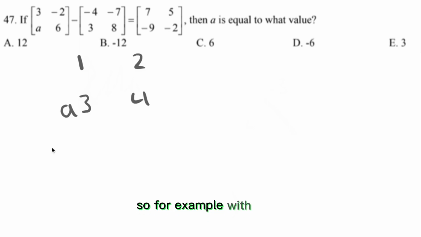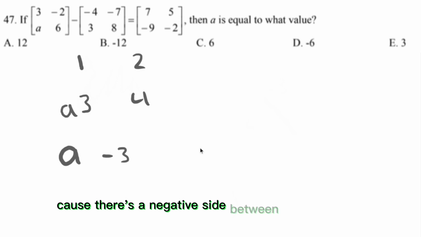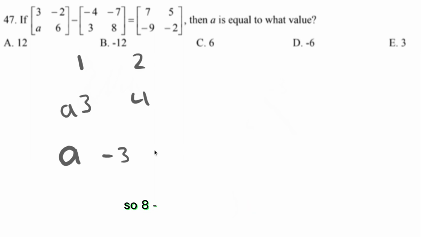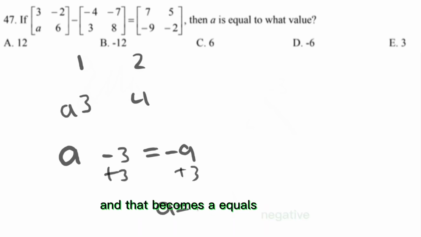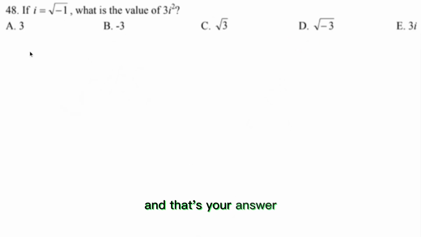So for example, with the A, you have A minus 3, because there's a negative sign between the two boxes. So A minus 3 is equal to negative 9. And now we can just solve this like a regular equation. So we add 3 to both sides, and then A equals negative 6, and that's your answer.